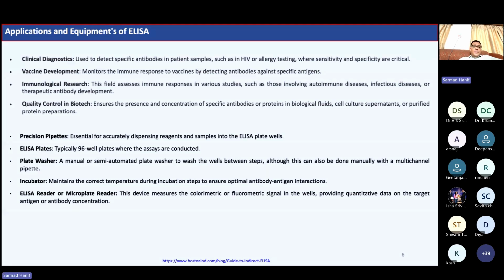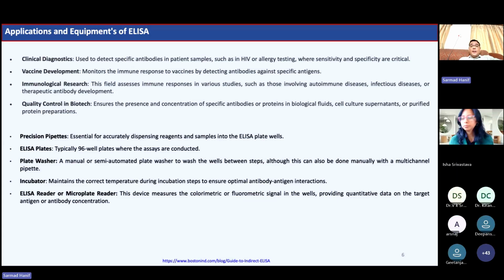Coming on to the applications and equipment of ELISA, it can be used in diagnostics for clinical samples to identify specific antibodies such as for HIV or allergy testing, where sensitivity and specificity are critical. You have to be very specific and highly sensitive that the number of antibodies which are required for the infection are there in the sera sample of the patient. There you can apply ELISA as a technique for the right diagnostics so that the right treatment or intervention can be given against that disease.